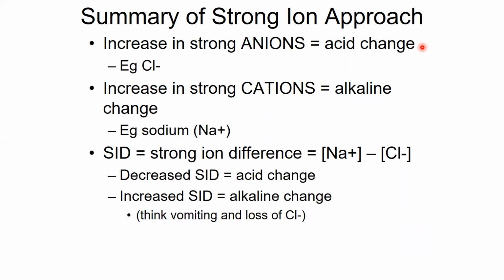The SID equals the strong ion difference. And the most obvious strong ion difference on our biochemistry profiles is sodium minus chloride. And so the difference is also reflective of an acid or alkaline change. So a decreased SID, which would occur with an increase in chloride, is an acid change, and an increased SID is an alkaline change. So think of a true hypochloremia, such as occurs with vomiting and loss of chloride.